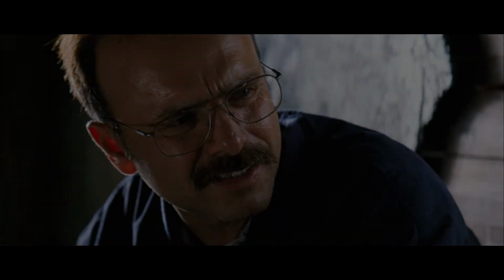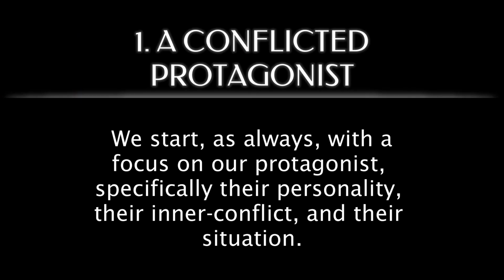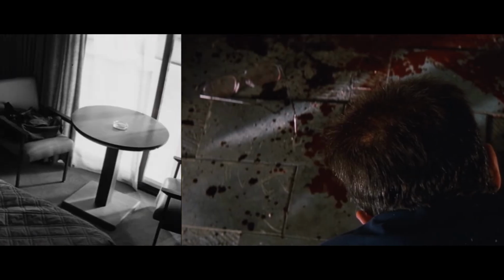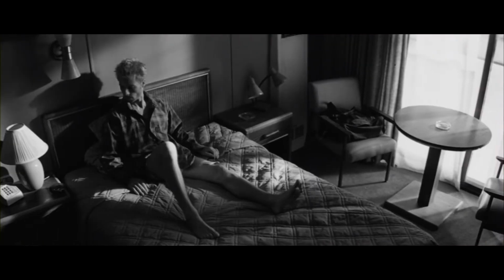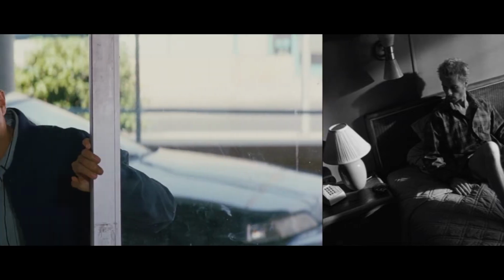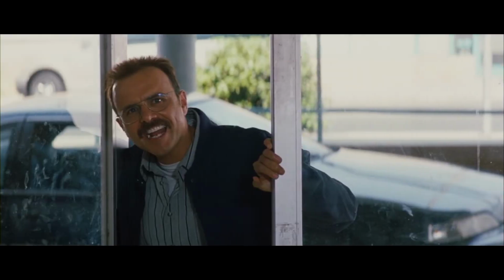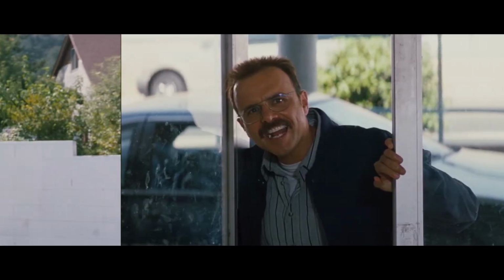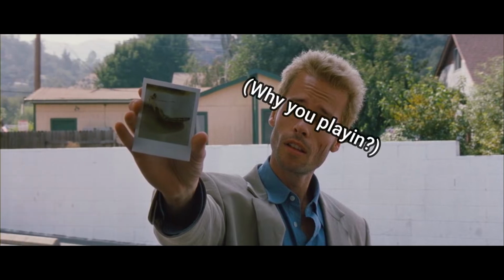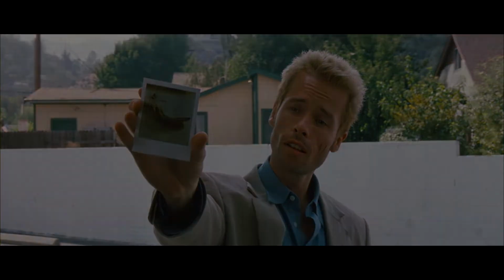Now, let's begin. We start, as always, with a focus on our protagonist, specifically their personality, their inner conflict, and their situation. The ending plays out as we witness Teddy's execution. Then Leonard shows us what it's like to experience a reset. Teddy re-enters the story again, a chaotic partner at best, and we see how Leonard retains information through a reset.